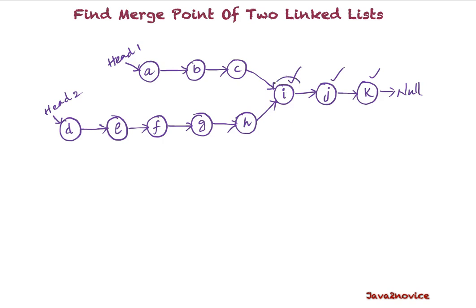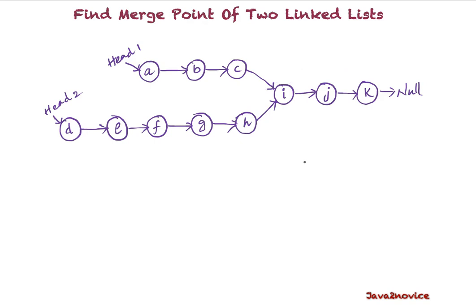Here the node with value I is called the merge point, because this is where the two linked lists got merged, using common nodes between them. So now we need to logically identify the merge point between these two linked lists. There are various ways to identify the merge point. We'll discuss each and every approach, but finally we'll write code for one of the best approaches.